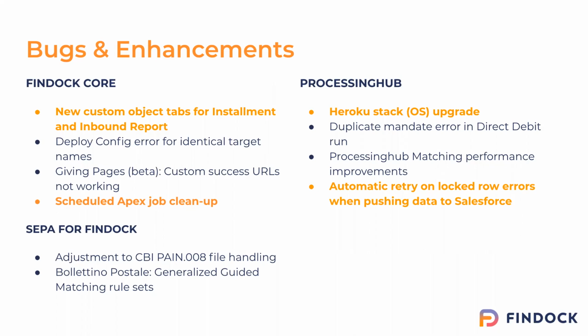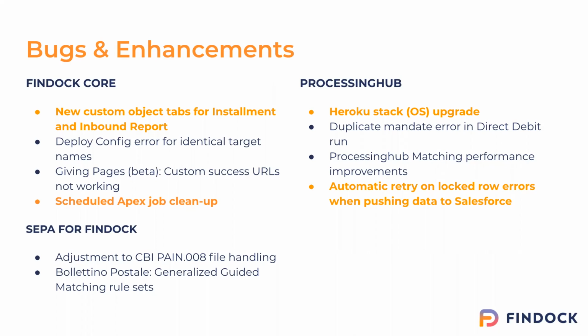The last, but definitely not least, is that we have added automatic retry on locked row errors. When in the Processing Hub manager you bring data back from the Processing Hub to Salesforce, it could be that in the case of an error in the bulk API, we would show you the error, and you could adjust data or configuration if need be, and then retry.